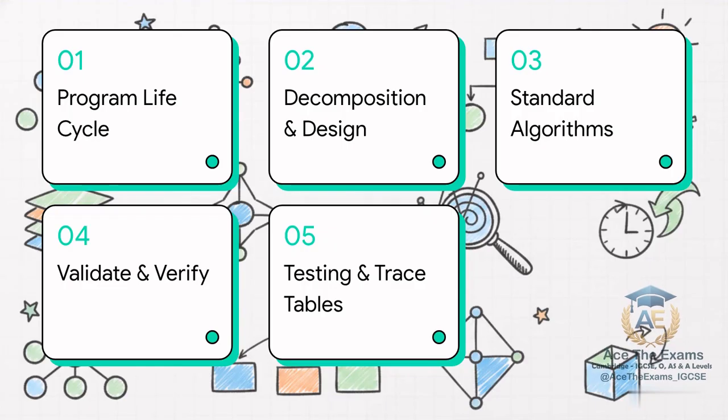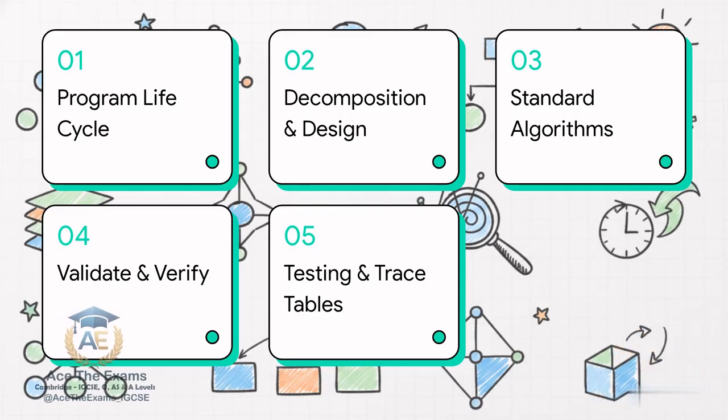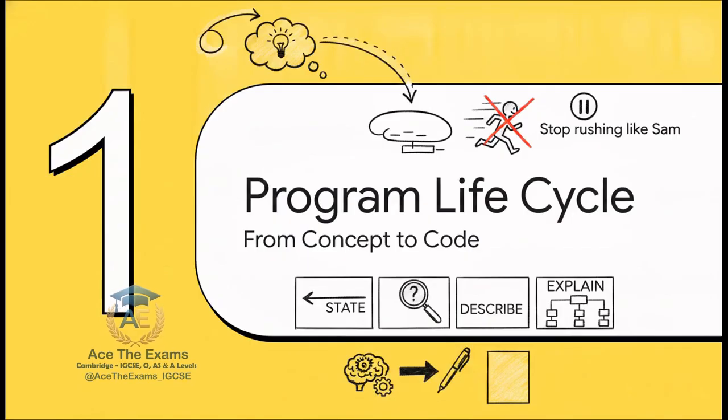Here's our strategic roadmap for today. We're going to hit the program lifecycle, move into decomposition and design, break down standard algorithm methods, clarify validation and verification, and finally, conquer testing and trace tables. All right, Section 1, the program lifecycle. This is where we move from the high-level conceptual inception all the way down toward the actual code.